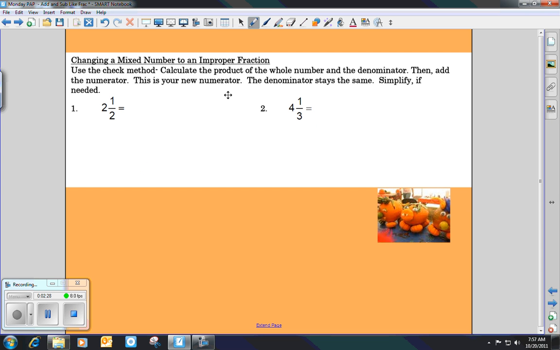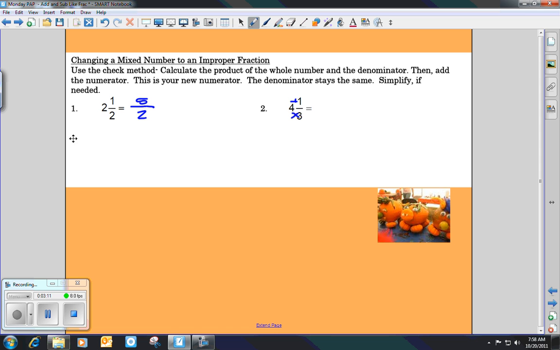For changing mixed numbers to improper fractions, you might remember the check method from last year and years past, where you multiply your whole number and your denominator, and then you add the numerator. Okay? And you also might do kind of a counterclockwise thing where you multiply and add here. Start with the denominator, multiply times 4, add 1. Start with the denominator, take 2 times 2 plus 1. Okay? That'd be the check method. All right? Now, so we take 2 times 2 is 4. 4 plus 1 is 5 for the numerator. And keep your denominator of 2.